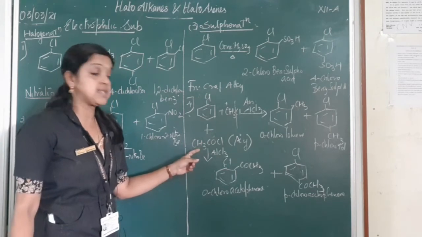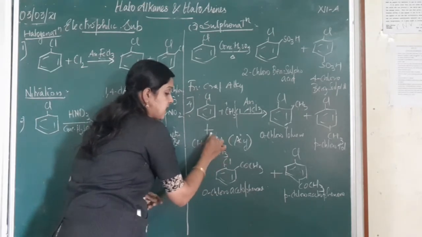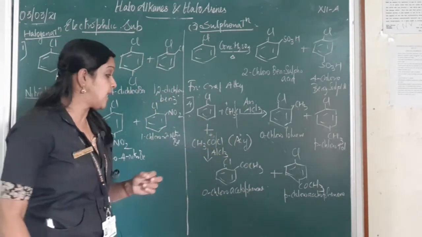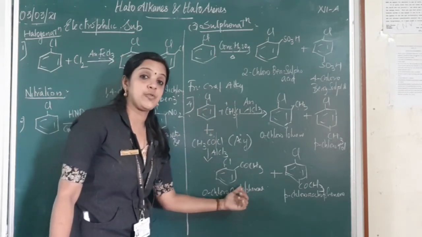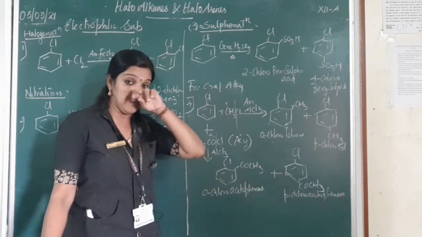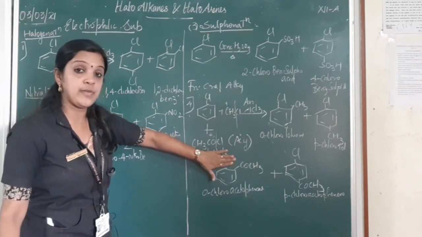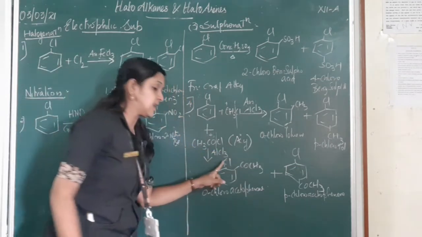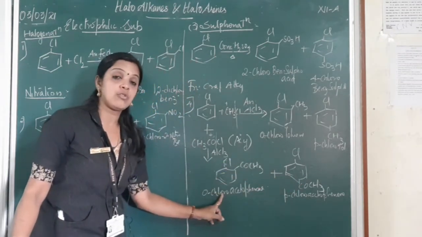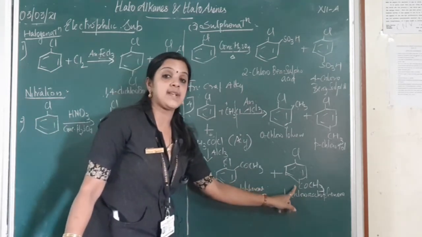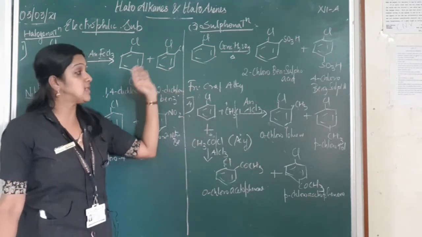Similarly, when this is treated with acid chloride, that is CH3COCl, in this CH3CO plus becomes my electrophile. So when this attacks my halobenzene, I get ortho-chloro-acetophenone and para-chloro-acetophenone. Because when Cl is not present, benzene with COCH3 is called acetophenone. So in the presence of chlorine, this is at the ortho position and this comes at the para position. So you call it ortho-chloro-acetophenone and para-chloro-acetophenone. So these are the reactions of haloarenes with different reagents.